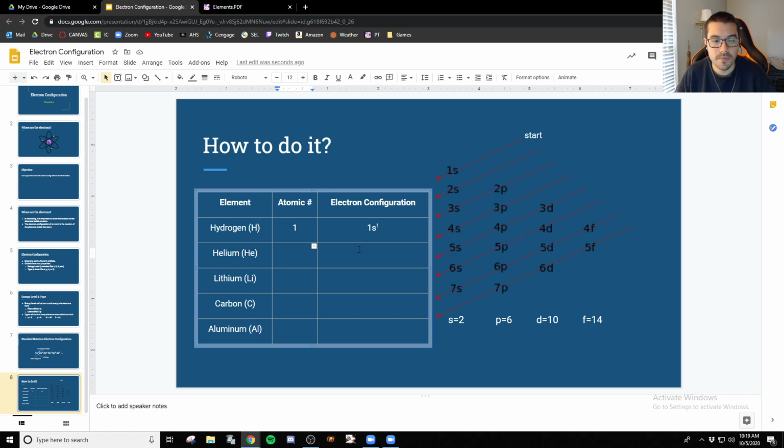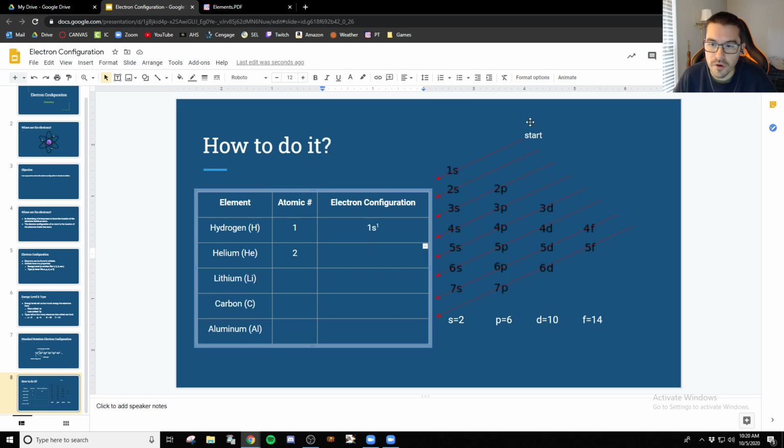Let's look at the next element. This is helium. Helium is atomic number 2. I would show you my periodic table, but I just want to get these done nice and easy. So helium is atomic number 2. That means it has 2 electrons. We want to write down the electron configuration. Where are the 2 electrons in helium? Well, we're going to start over. Each element is like its own new problem.